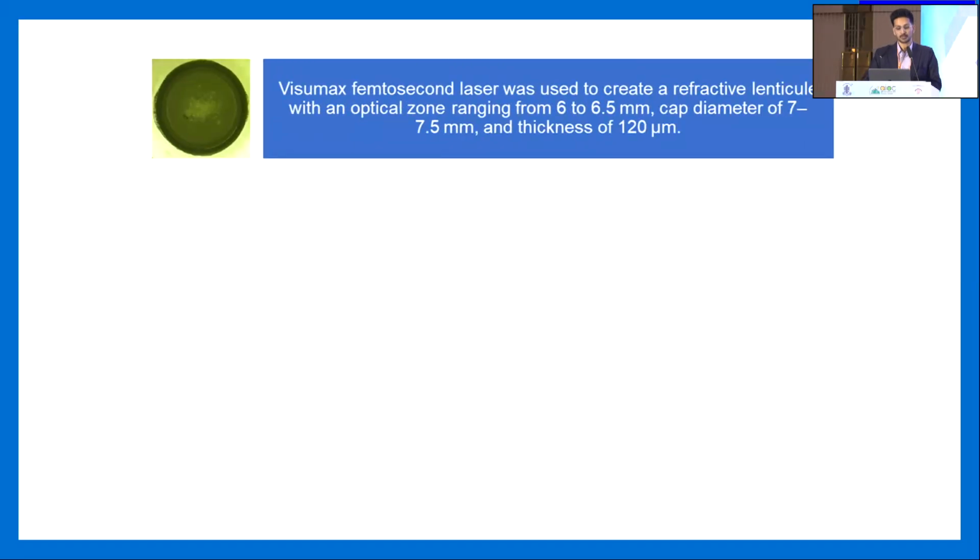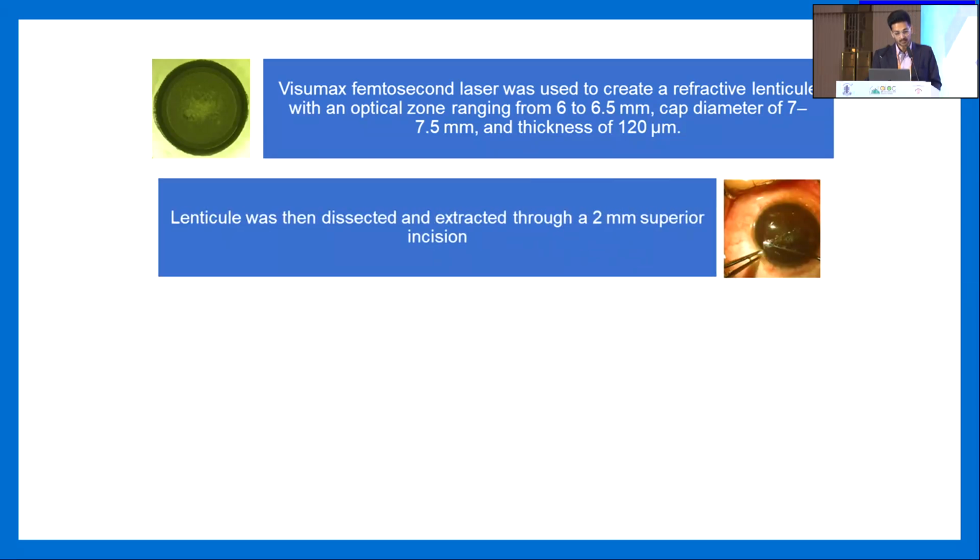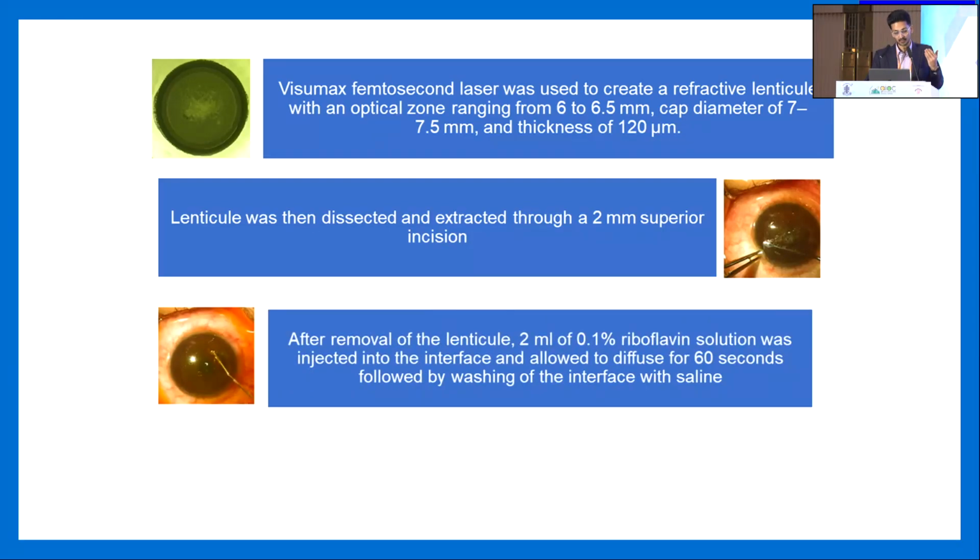How we actually proceed with the procedure is, first, the VisuMax femtosecond laser was used to create a refractive lenticule with an optical zone of about 6 to 6.5 mm and a cap diameter of 7 to 7.5 mm with a thickness of 120 microns. This was followed by lenticule dissection, and the lenticule is extracted through a 2 or 3 mm incision, followed by injection of 2 ml of 0.1% riboflavin solution into the interface, allowed to diffuse for about 60 seconds.